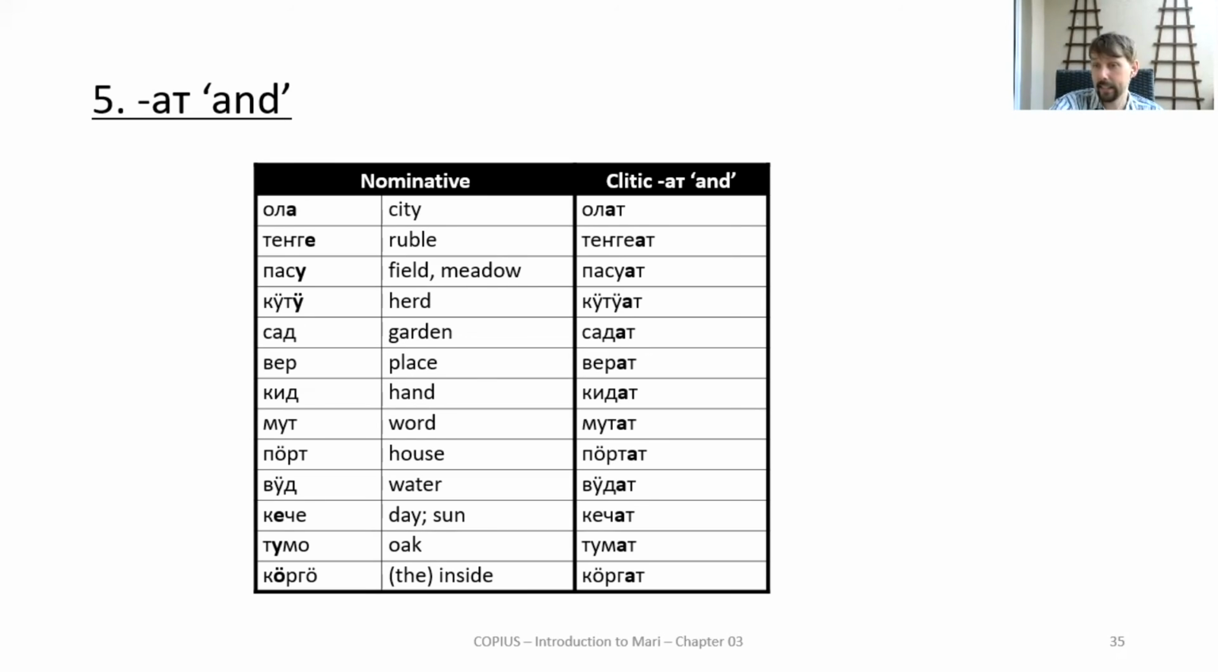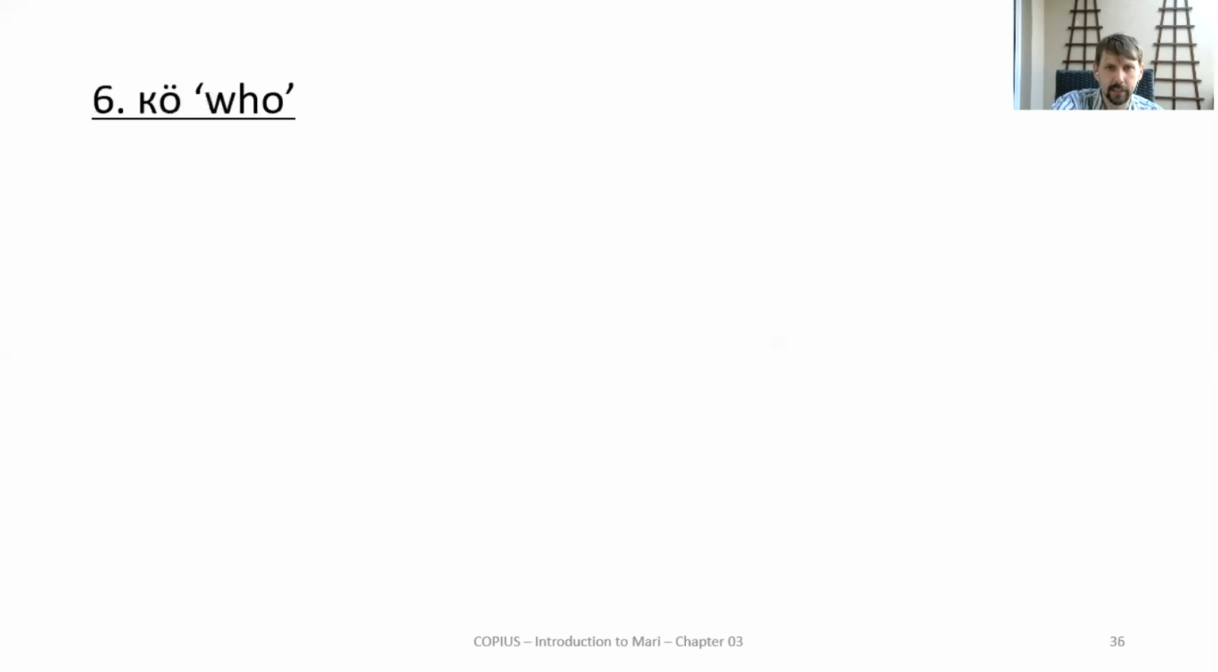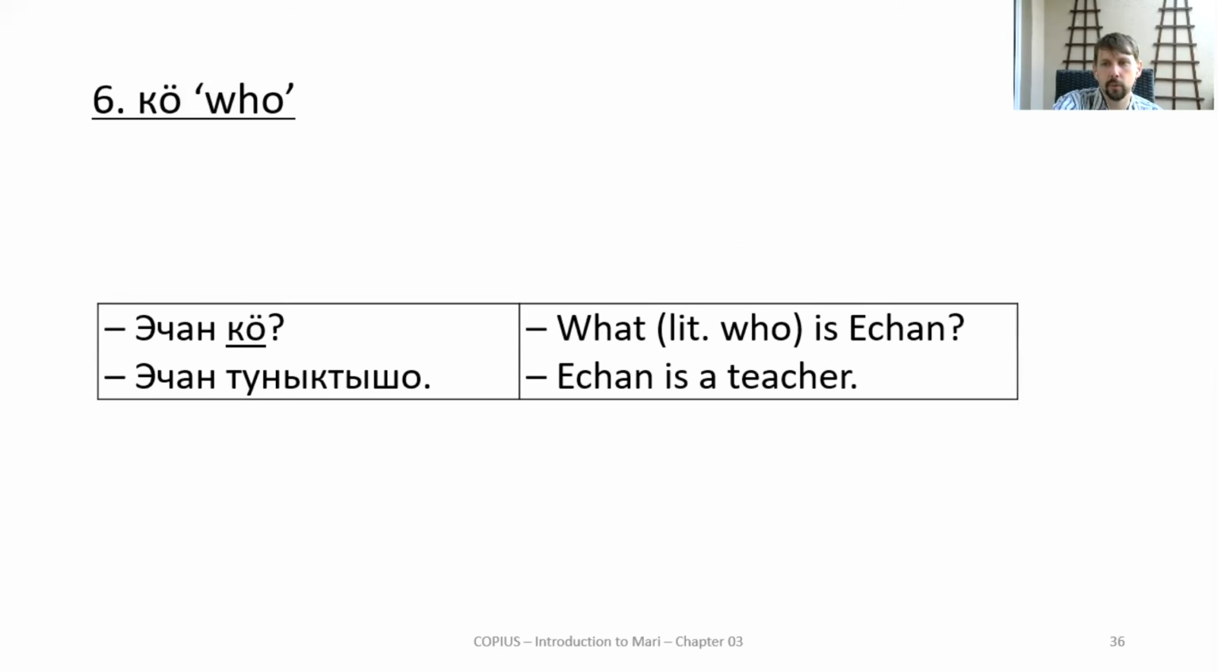We have a look at the clitic at, which we already mentioned before, which means and also, sometimes also neither. It has a wide range of usages, which we will become acquainted with over the course of the textbook. If you know Finnish, it is somewhat similar to Finnish kin or can. If you know Hungarian, it's somewhat similar to ish. So it's called an additive particle, and a lot of languages of the wider region have something like this.